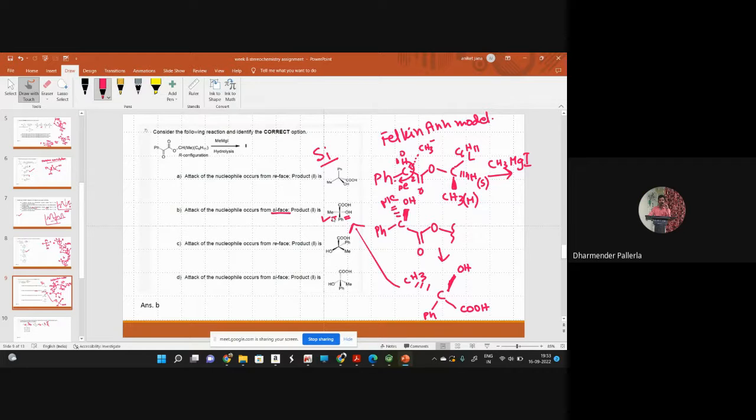Sir, if I check option B, I think the Fischer projection is not correct. Check once, sir. B option. This is a wedge-dash formula. Convert this wedge formula into a Fischer projection. First of all, convert, sir.